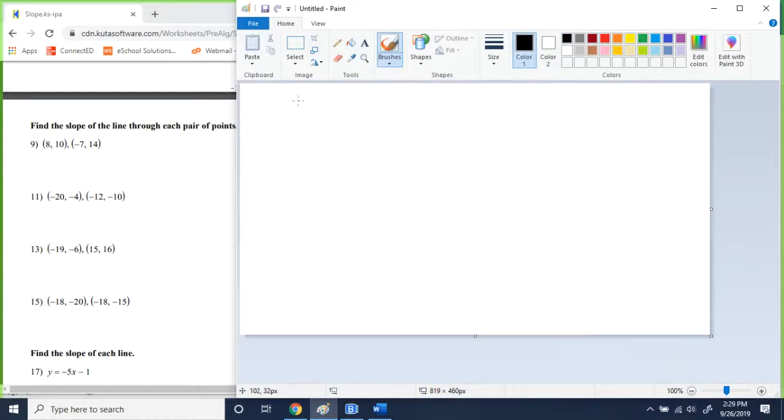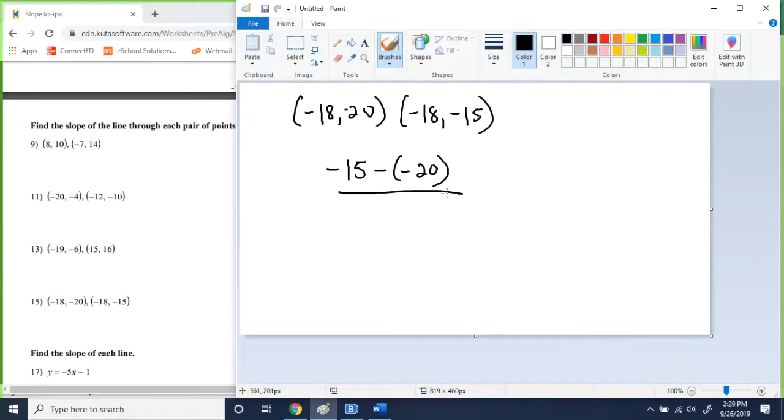Now, the last pair of points is negative 18, 20, and negative 18, negative 15. Okay, so we have a negative 15 minus 20, negative 18 minus negative 18.